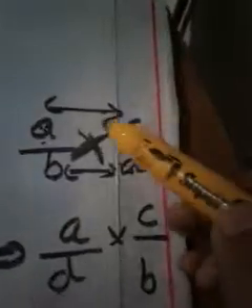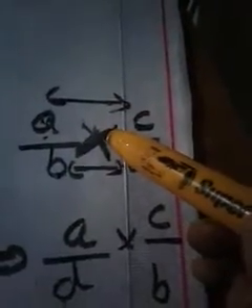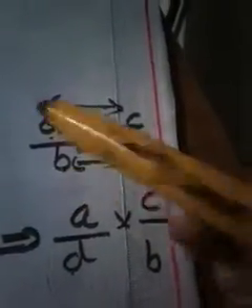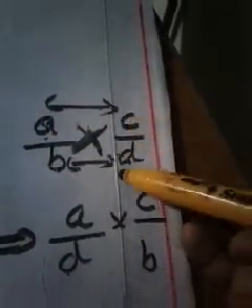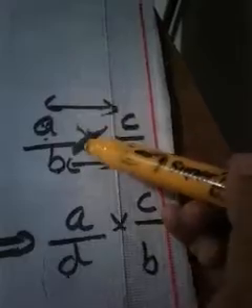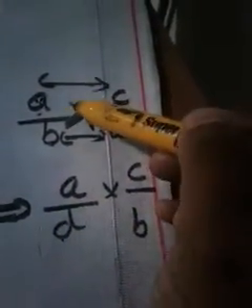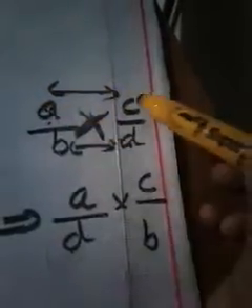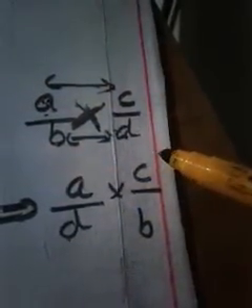Let me tell you one thing, if the operation is addition or subtraction, we cannot do like this. No. So A is there only, B is there only, C is there only, D is there only. If the operation is plus or minus, you cannot do in this way. Since the operation is multiplication, you can change numerator in between, you can change denominator in between as you wish. Okay. So I'm going to apply that property here.